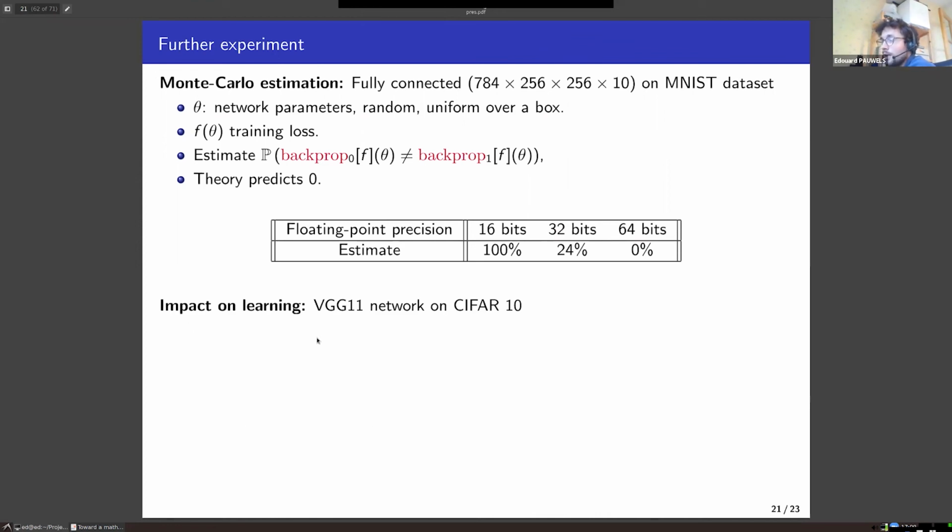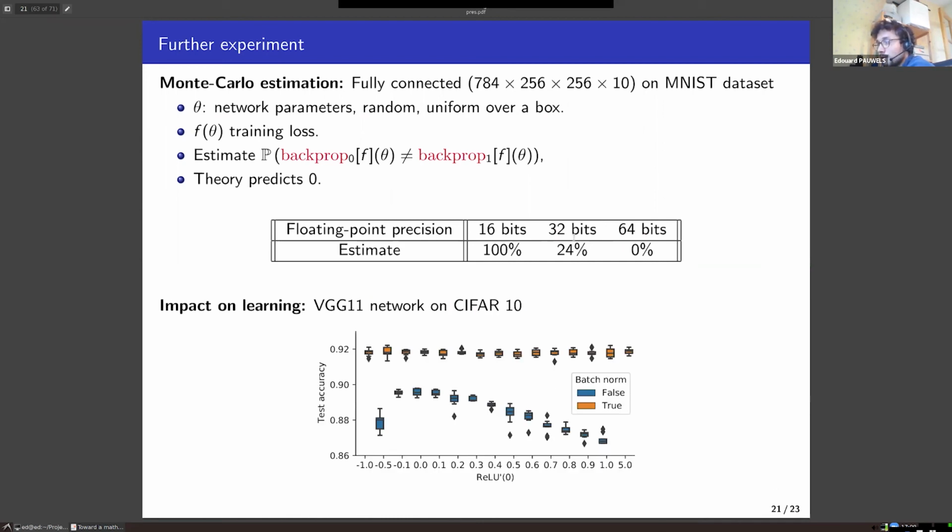The question is now, does it impact learning? Okay, so does it have an effect on the prediction accuracy of a network? So we consider a standard convolutional network and a CIFAR10 dataset. And that's the result that we obtained. Okay, so on the x-axis, you have different values for ReLU prime of 0, the derivative of ReLU at 0. And on the y-axis, you have test accuracy, which is a measurement of the prediction accuracy on the dataset. So the box plots account for different repetitions of the experiments.